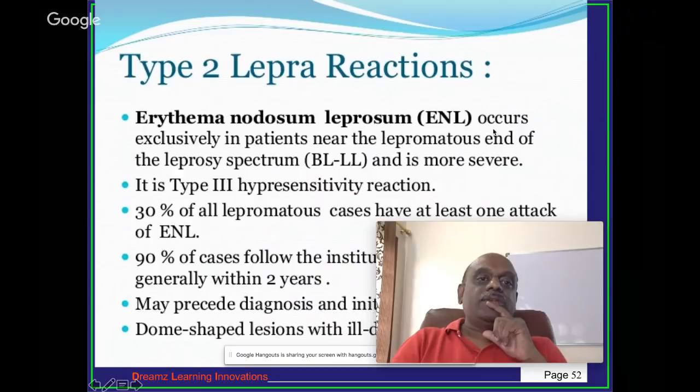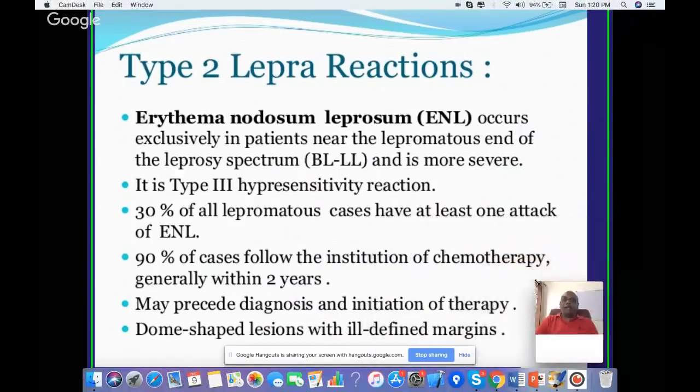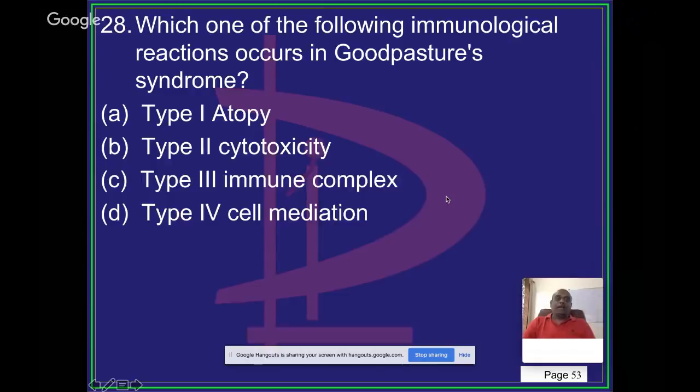So let us talk about the type 2 lepra reaction. It is also called erythema nodosum leprosum, exclusively seen in the lepromatous end of leprosy. It is a type 3 hypersensitivity reaction. 30% of all lepromatous cases have at least one attack of this type 2 lepra reaction. Sometimes it will precede the diagnosis, and there will be dome-shaped lesions with ill-defined margins that characterize type 2 lepra reactions. These are the points which you have to remember.